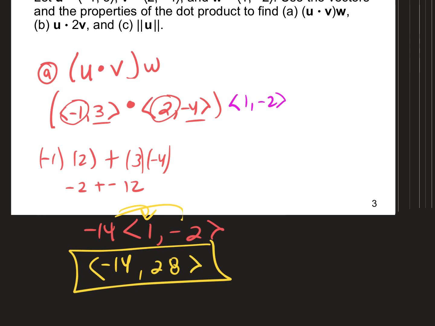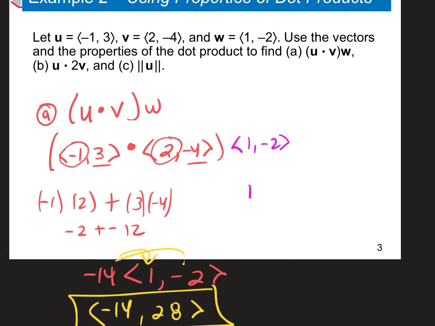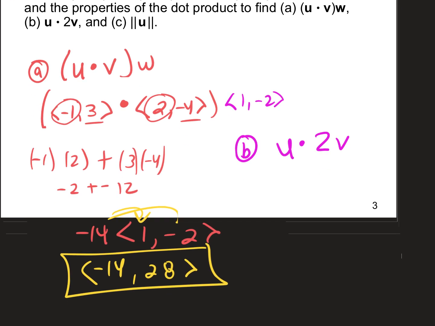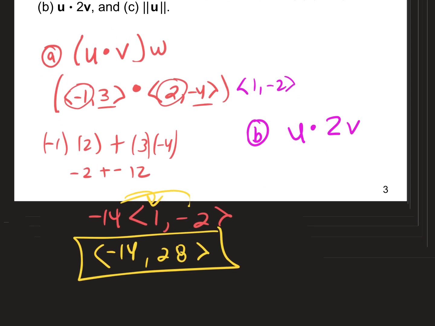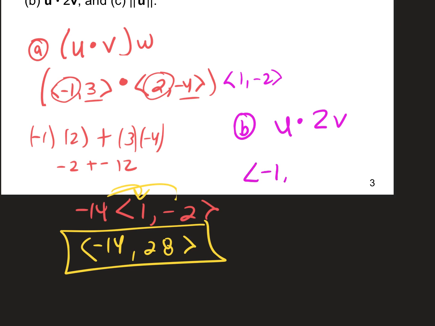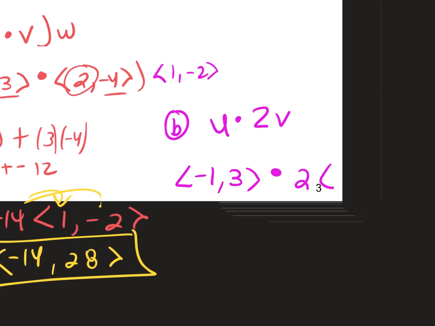Stop me, guys, if you have questions as we go through this. Let's look at B. What does B ask us to do? U dot product to V. So what should we do first, you think? You should multiply that 2. That 2 is times vector V. So you have U, which is -1, 3. Then I'm going to find the dot product of 2 times vector V, which is 2, -4.